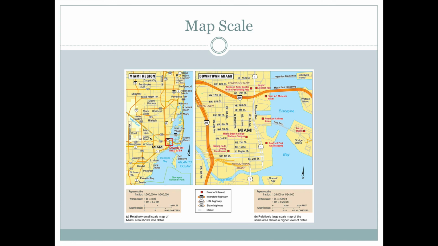Another way of keeping large scale and small scale straight is if we divide 1 by 24,000, we would get a very small number, but not as small as if we divide 1 by 500,000. So this is the small scale map over here.